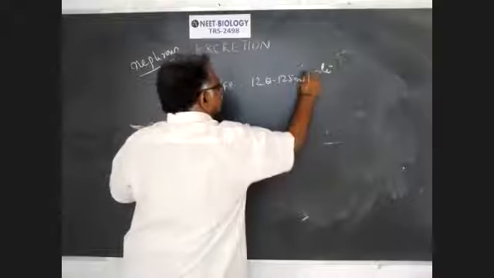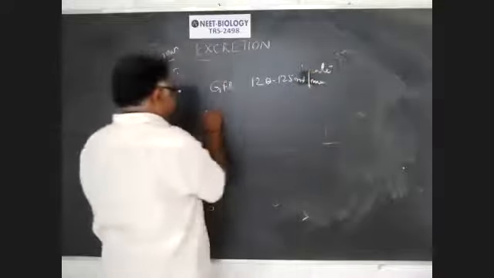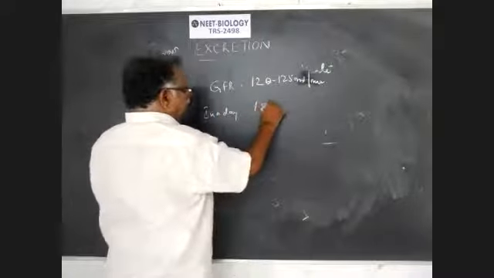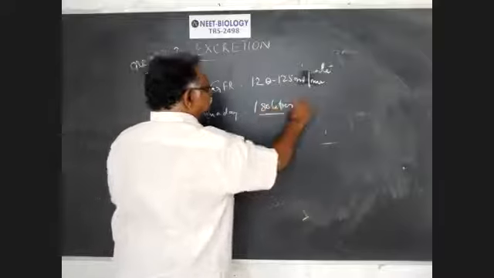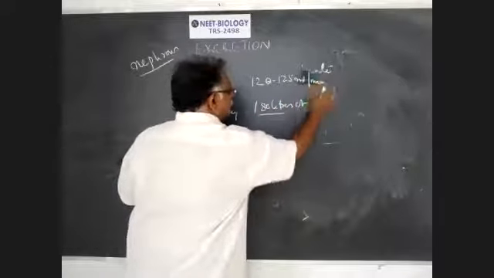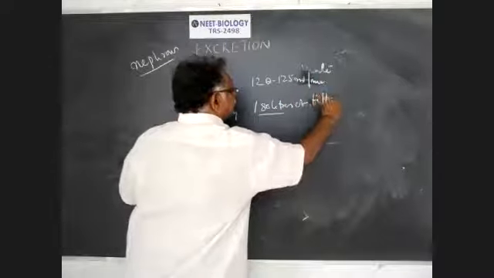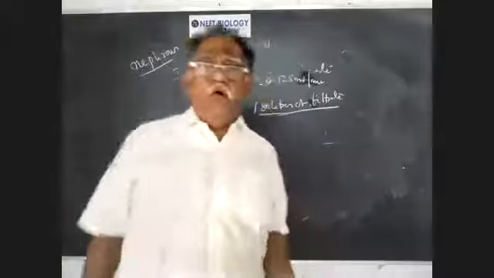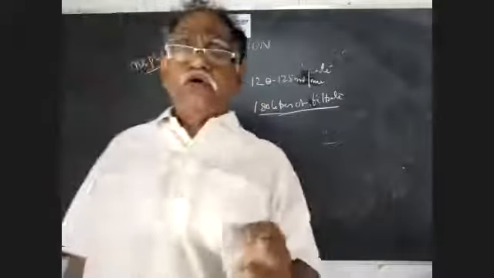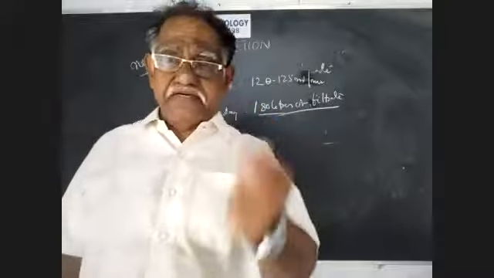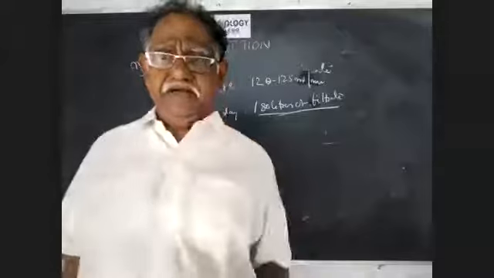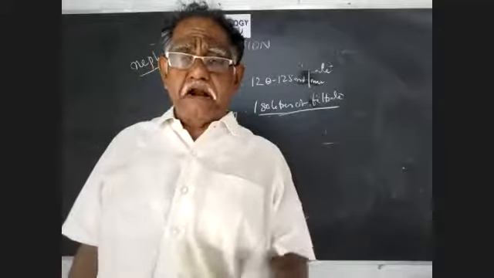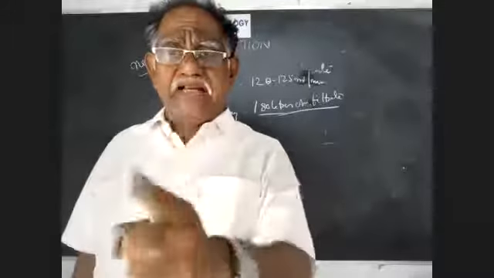So in a day, 180 liters of filtrate is formed by the kidneys. In 1 minute, 120 to 125 ml of filtrate is filtered by the kidneys. In 1 day, the total amount of filtrate filtered by the kidneys is about 180 liters.